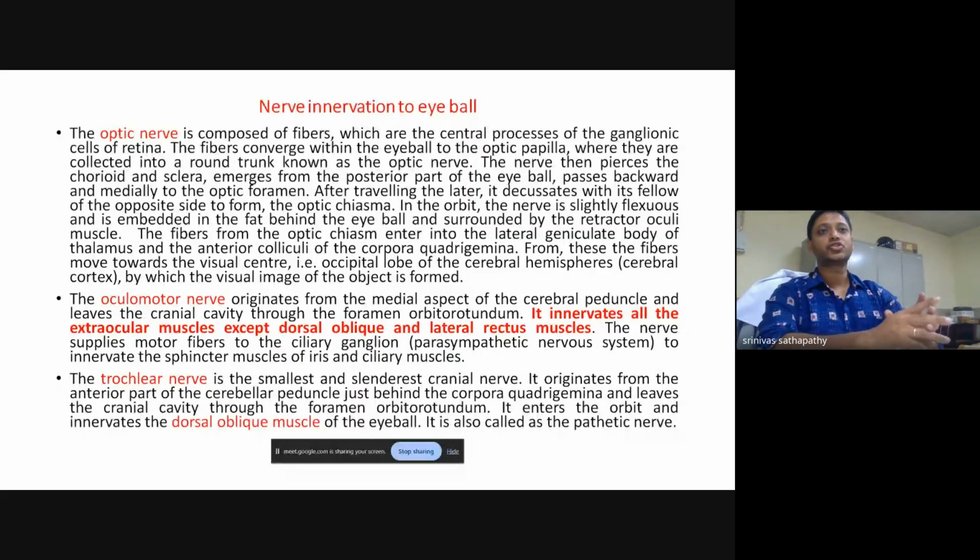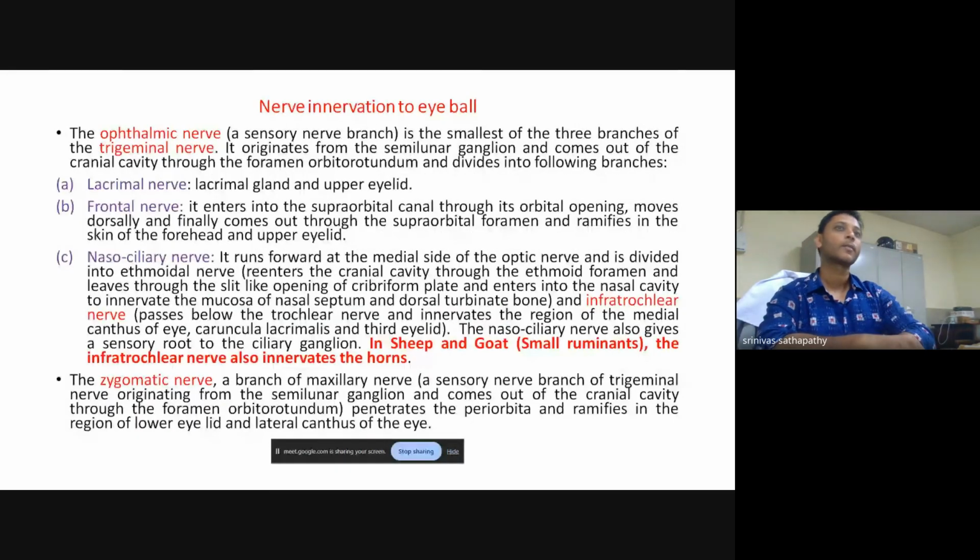Next come to the trochlear nerve. It is the smallest and slenderest of the cranial nerves. It innervates the dorsal oblique muscle of the eyeball. It also exits through the foramen orbitorotundum. So first one, the optic nerve, exits through the optic foramen. Then the oculomotor nerve exits through the foramen orbitorotundum. Then the trochlear nerve also exits through the foramen orbitorotundum.